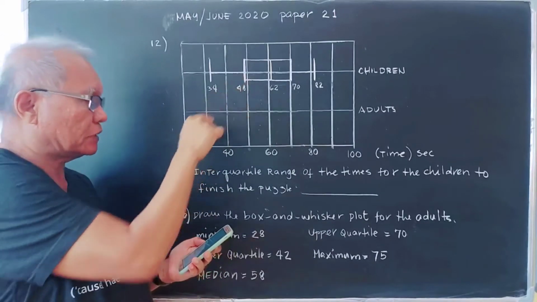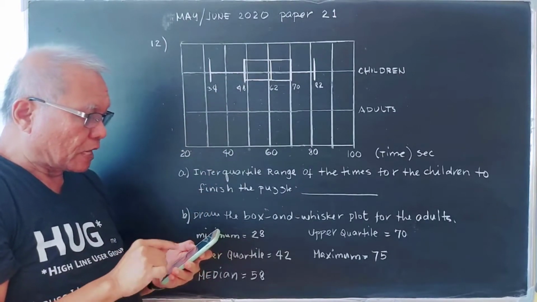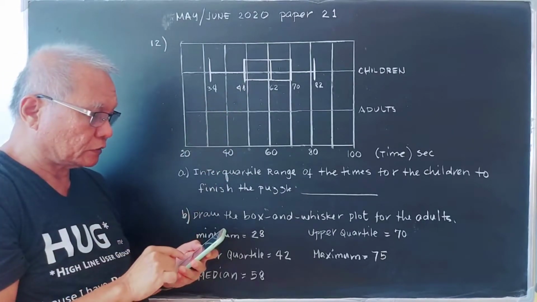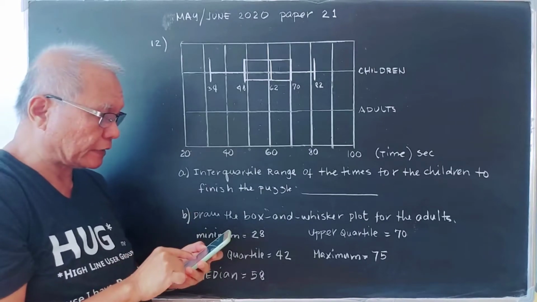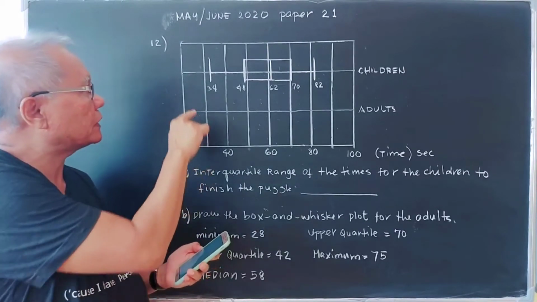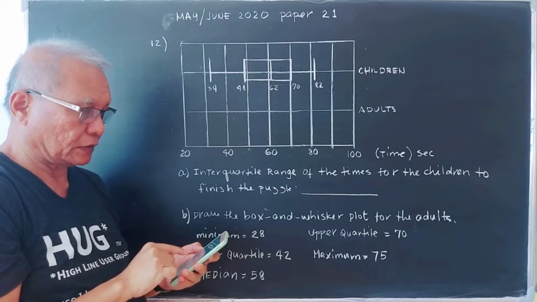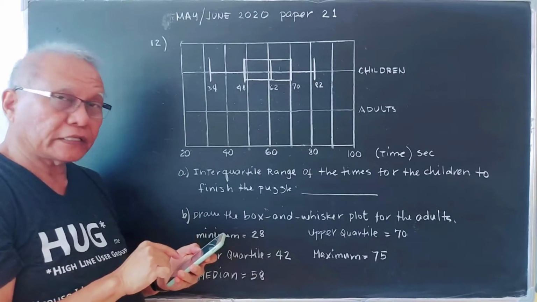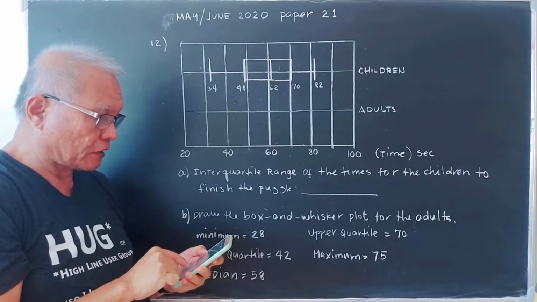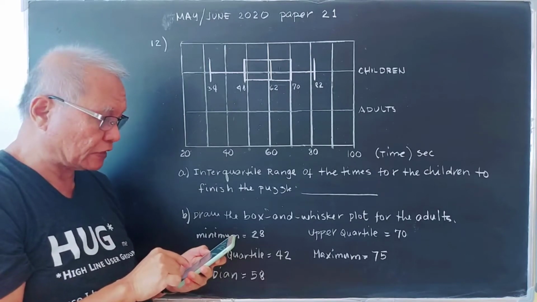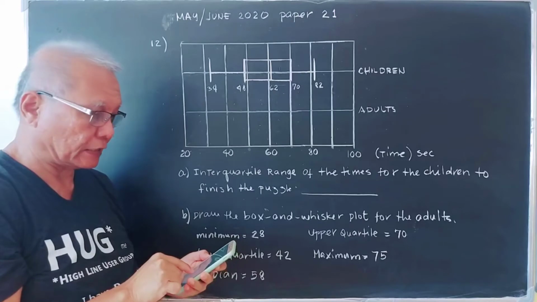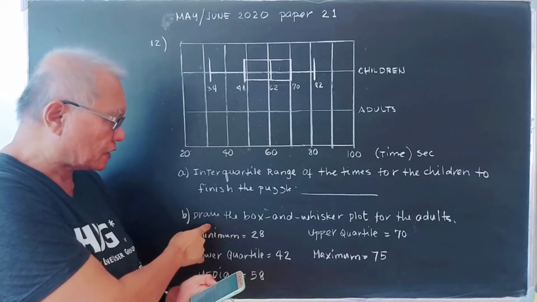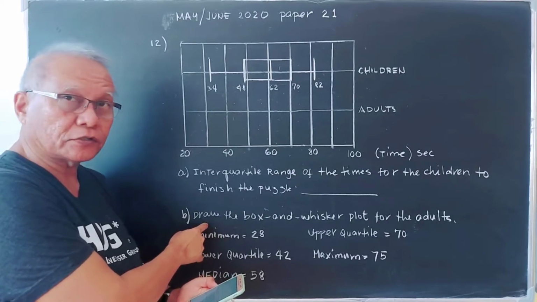This one is for the children already. The box and whisker plot shows information about the time taken for the children to complete the puzzle. A. Find the interquartile range of the times taken for the children to complete the puzzle. And for letter B, we are going to draw the box and whisker plot for these adults.